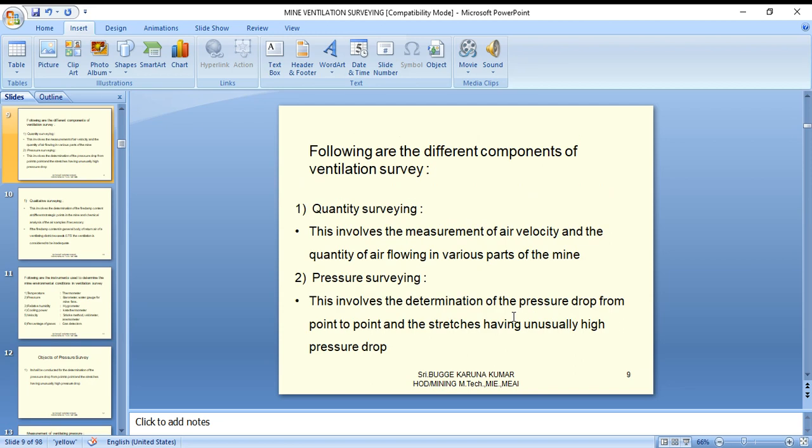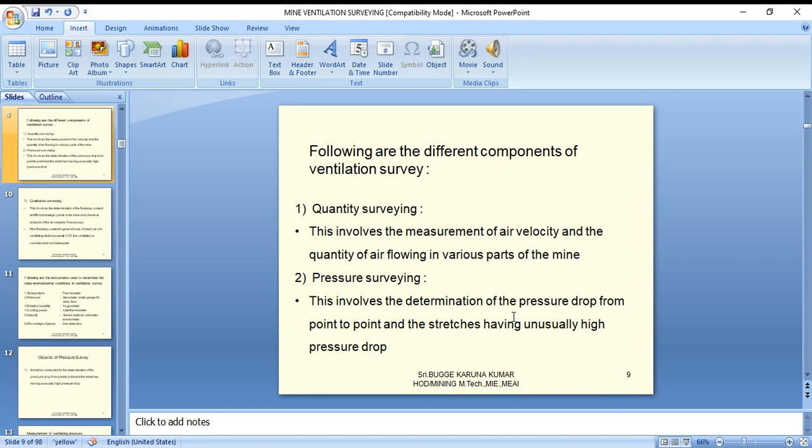Following are the different components of the ventilation survey. Quantity survey. This involves the measurement of air velocity and quantity of air flowing in various parts of the mine. This is the quantity survey, then pressure survey, and quality survey, which is exclusively for mine gases. In quantity survey, this involves the measurement of air velocity and quantity of air flow in various parts of the mine.